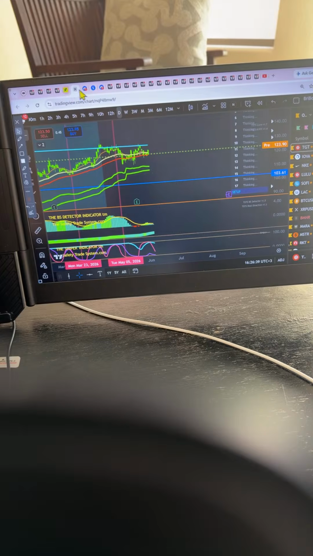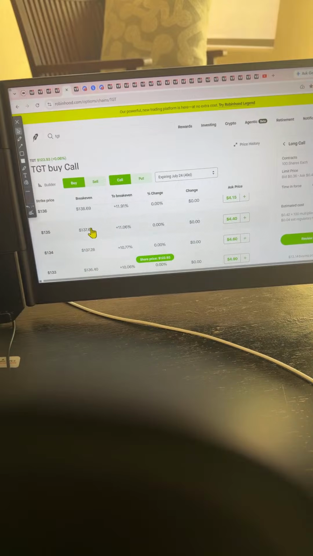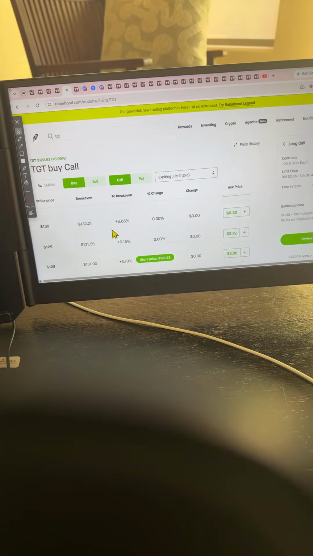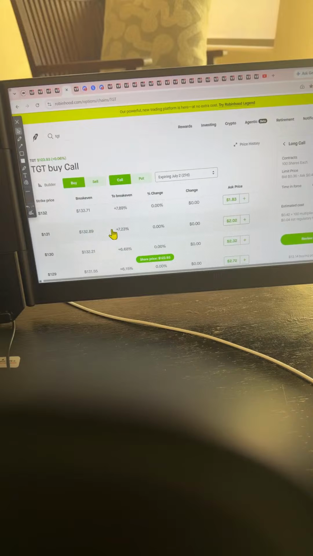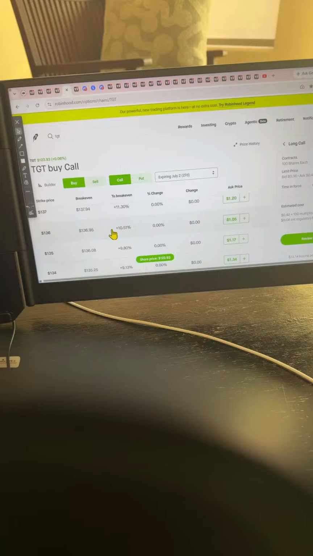Let's go look at 135s, because if we can get those shorter time frame ones, we don't have to worry about that. Let's go to that July 24th. Let's go to 135, 440. That's not actually too bad. Let me see something here. July 2nd. 130. Yeah, let's stay here. All right, I'm going to hold these, screenshot that.